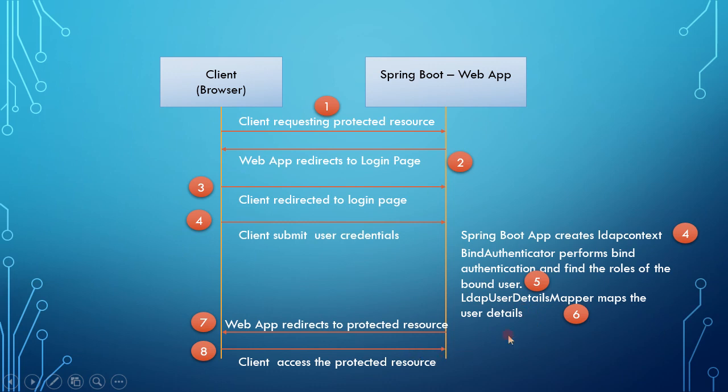And then after all this is done, the Spring Boot web app will be redirecting the user to the protected resource after the authentication is successful. And once he is redirected, he can access the resource. If his authentication fails, an error page is shown to him.